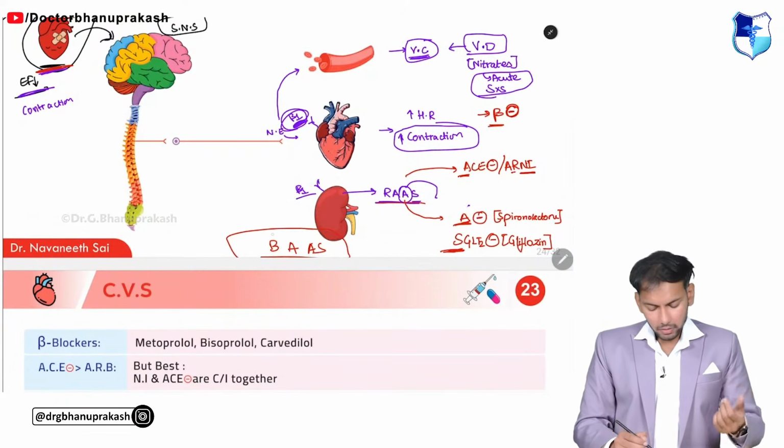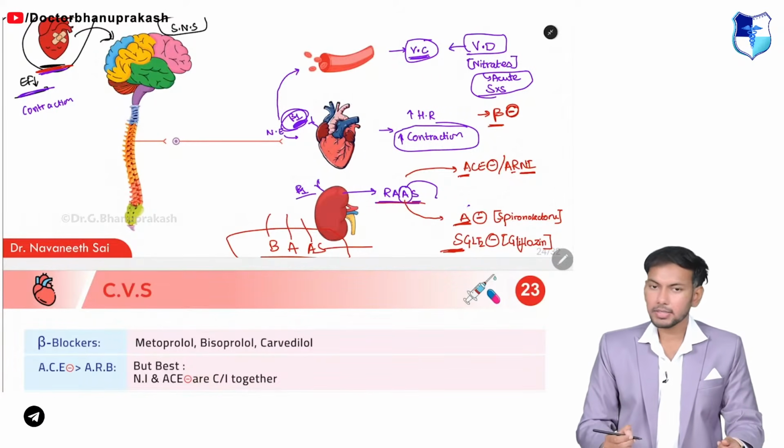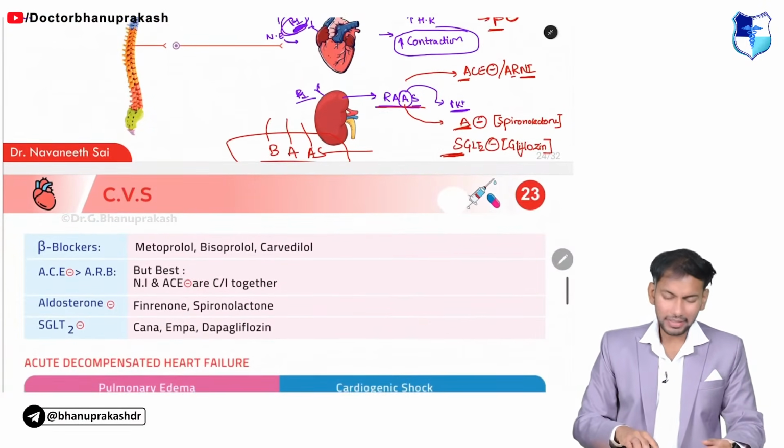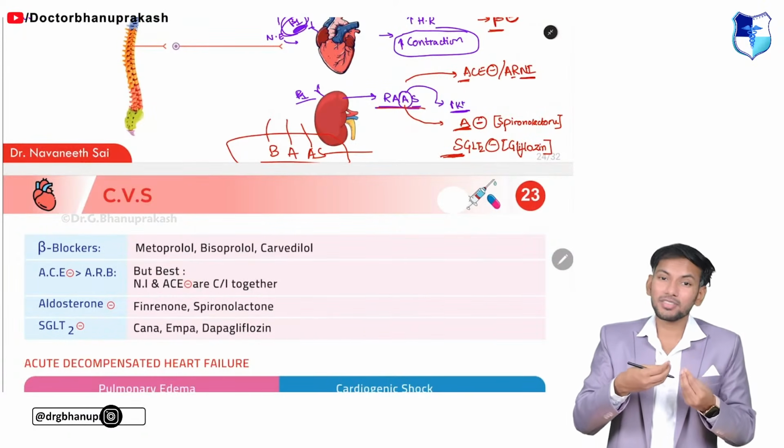So, that is the mnemonic here. Beta blocker, ARNI, aldosterone antagonist, SGLT2 inhibitors. So, these are the first line drugs. These have very good mortality benefit. That is why these are first line drugs.